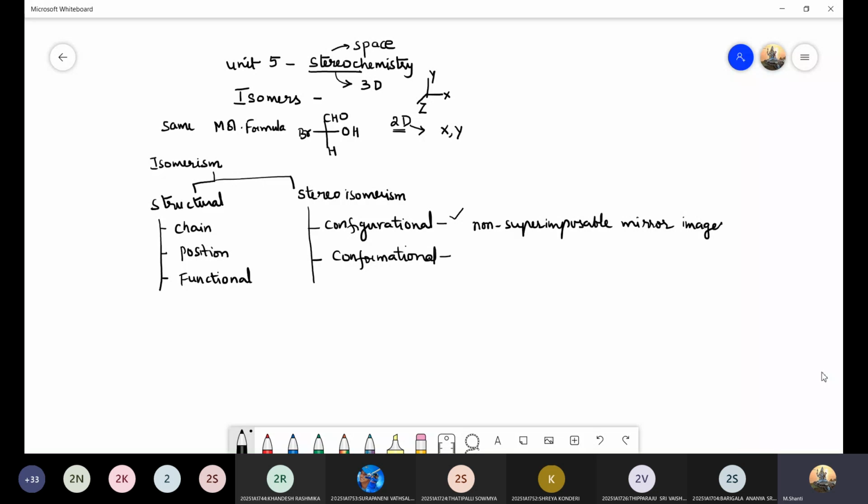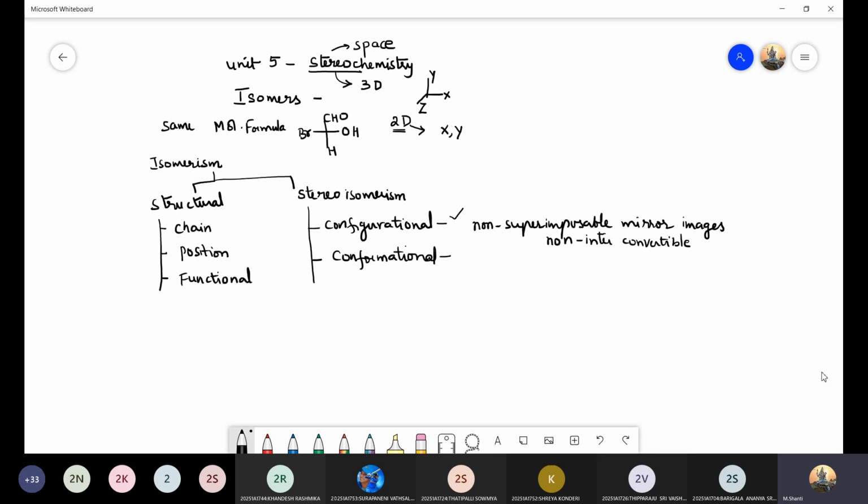You have examples like enantiomers and diastereomers, so those can be grouped under the configurational isomers. And these are non-interconvertible. Can you hear me, girls? Yes, ma'am. By rotation of the bond, these cannot be converted from one isomer to another. But conformational isomers can be converted from one form to the other by rotation of the C-C single bond.